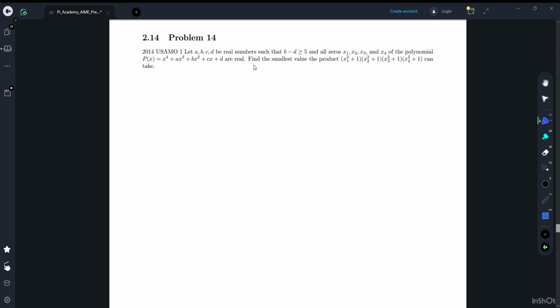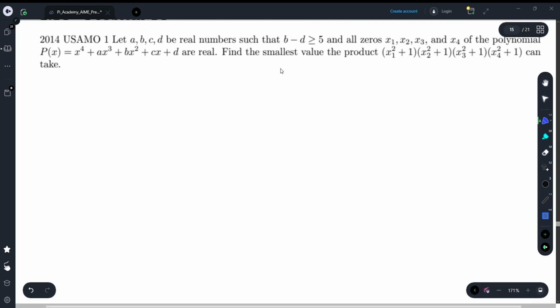Hey guys, take over problem 14 in the Polynomials in the AIME problem set, or aka 2014 USAMO problem 1. So let a, b, c, d be real numbers such that b minus d is greater than or equal to 5, and all of the zeros x1, x2, x3, x4 of the polynomial p of x equals x to the 4th plus ax cubed plus bx squared plus cx plus d are real. Find the smallest value of the product.